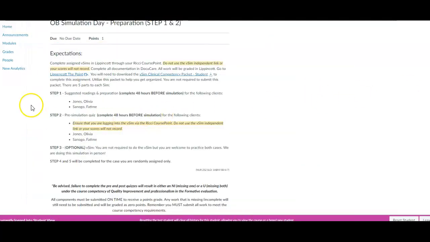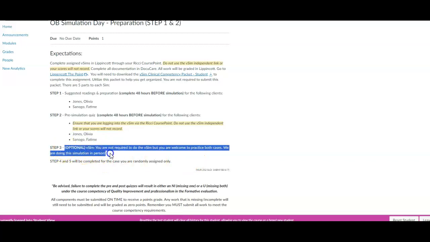So step 1, again: do not use the vSim independent link or your scores will not record. Complete your suggested readings and prep, and complete your pre-sim quiz for both cases. Your step 3 is the actual vSim. You're not doing that unless you want to practice. This is the sim that we're doing in person.